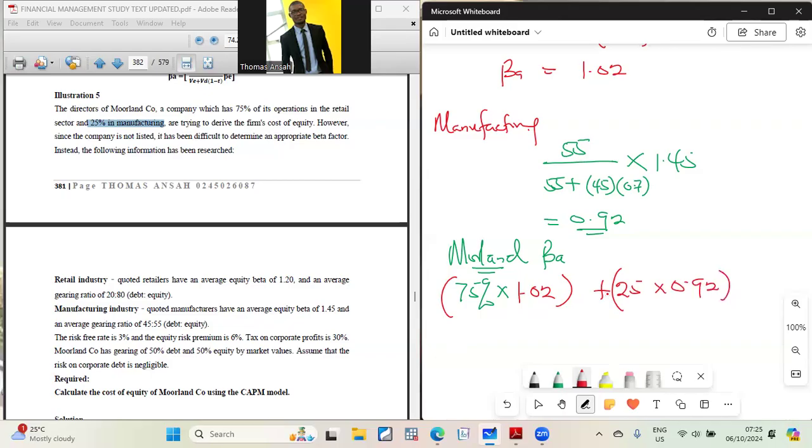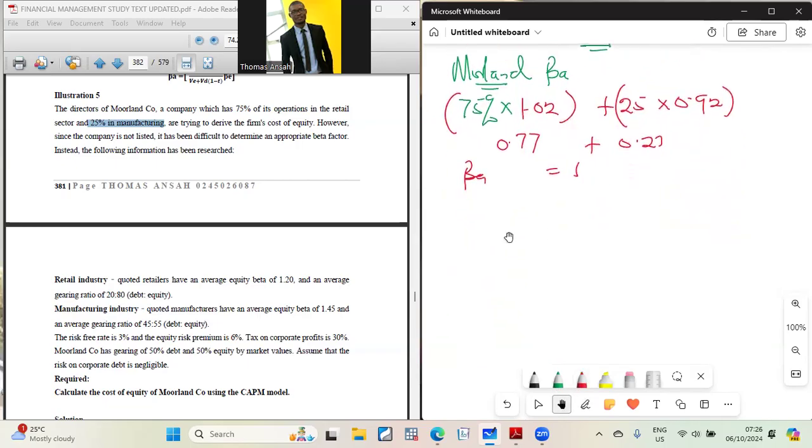So we need to work this around. All right. So 0.75 by 1.02, that's like a 0.77 rounded. Then 0.25 by 0.92, that gives me 0.23 rounded. So total is 1. So the beta A is 1. All right. So that is that. Beta A is 1. So what is beta A? Beta A is for a company that is not geared. It's for a company that is not geared, because that is it.